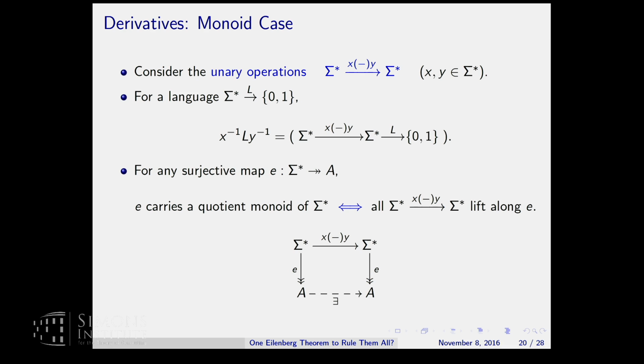of quotients of sigma star. So if you have any surjective map from sigma star, then this carries a quotient monoid if you have a lifting property with respect to all these unary operations. Namely, every one of these unary operations lifts to the quotient. And this is what we need, and this is what we're going to use as the definition now.